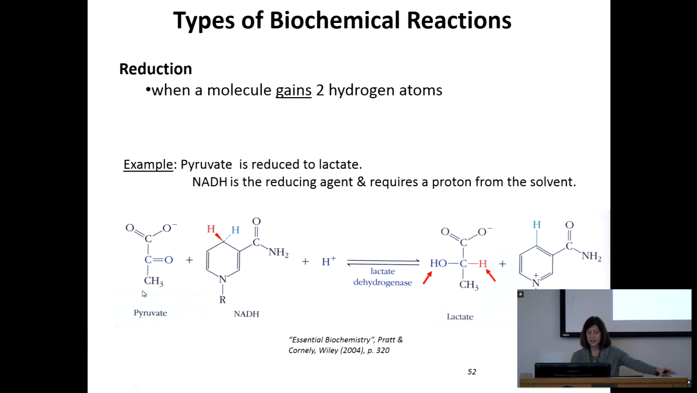All right, so we see that pyruvate is gaining the hydrogens, and look, NADH loses 1. So NADH is losing the red one, right, and that becomes oxidized. So here it's just losing 1, and we still call it oxidation.